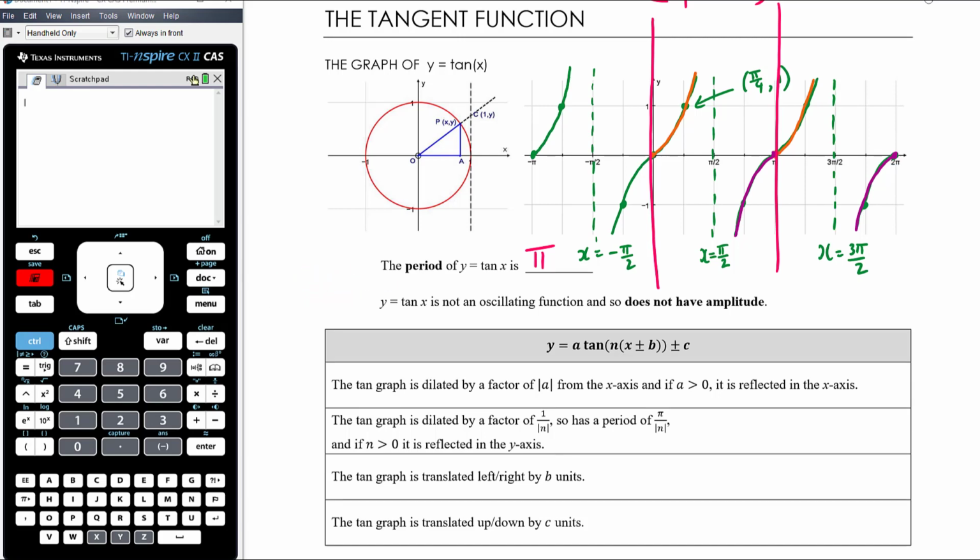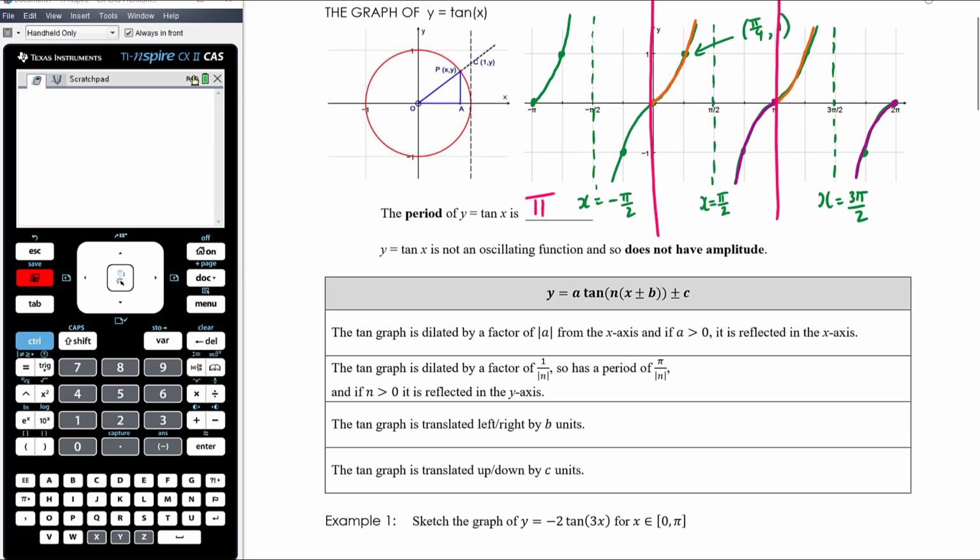It doesn't mean we can't dilate it from the x-axis, but it's just that that dilation from the x-axis won't change the amplitude. It will just stretch the shape of this graph in the same way that we can dilate a parabola and a cubic and all those other graphs from the x-axis. Okay, so applying all our transformations is the same.